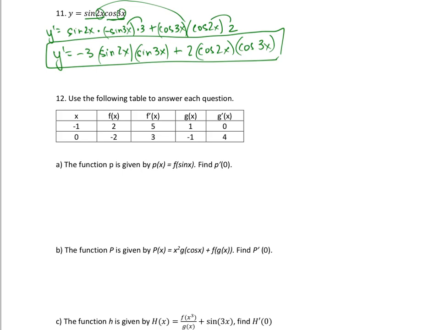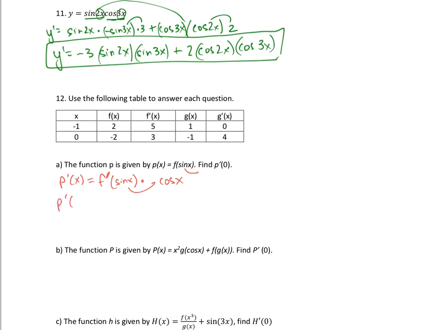For part A, the function p is given by p of x equals f of the sine of x. Find p prime of 0. Well, p prime of x is going to be f prime of whatever I have in here times that chain rule. So this is a sine of x, so I need f prime of the sine of x times the cosine of x. So remember, it's f prime, but then I have to chain rule the inside of it.